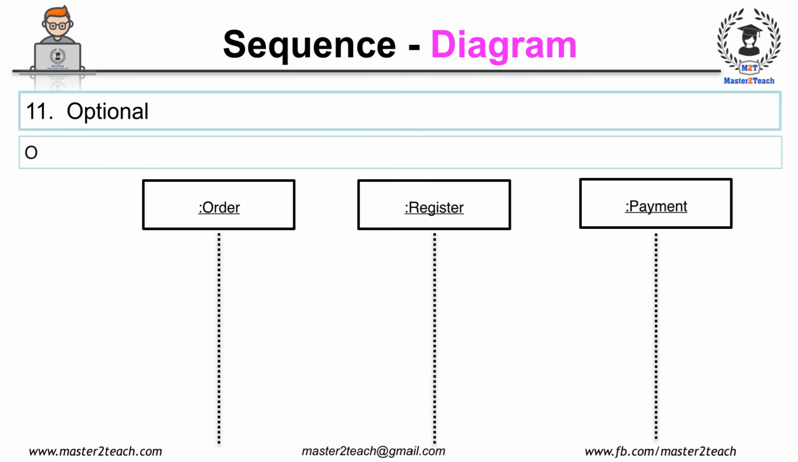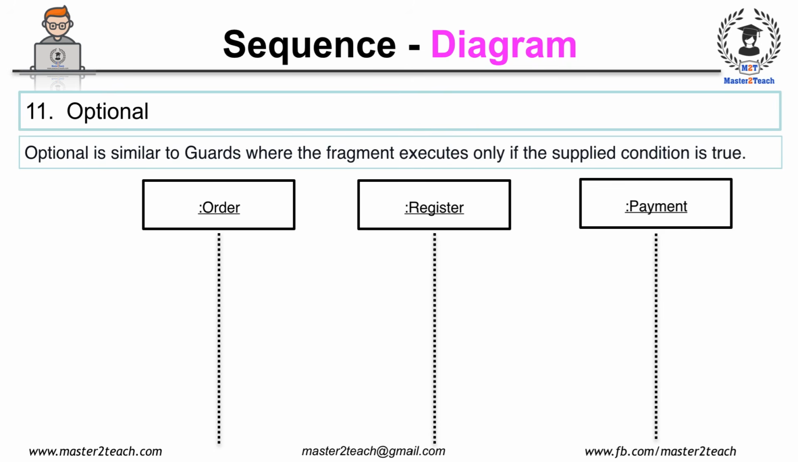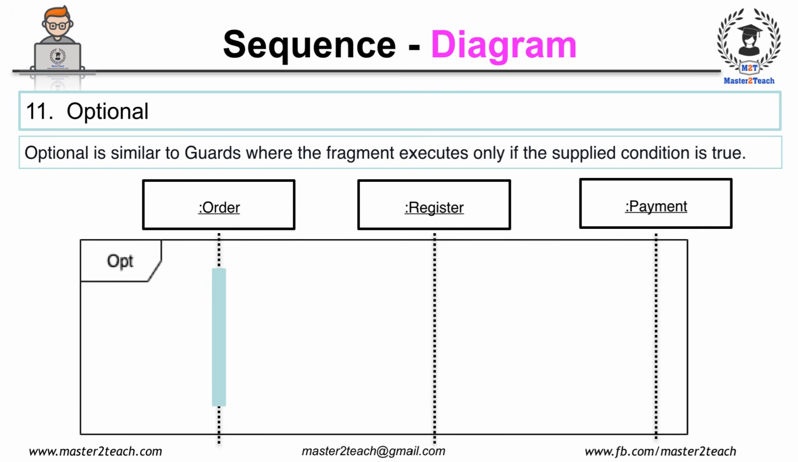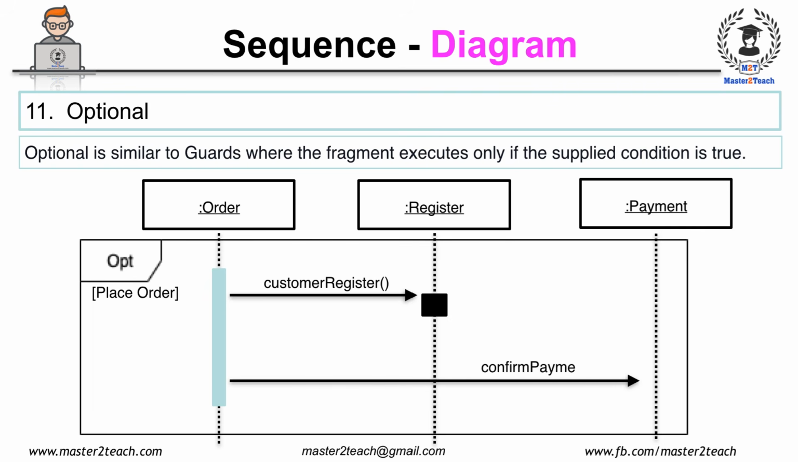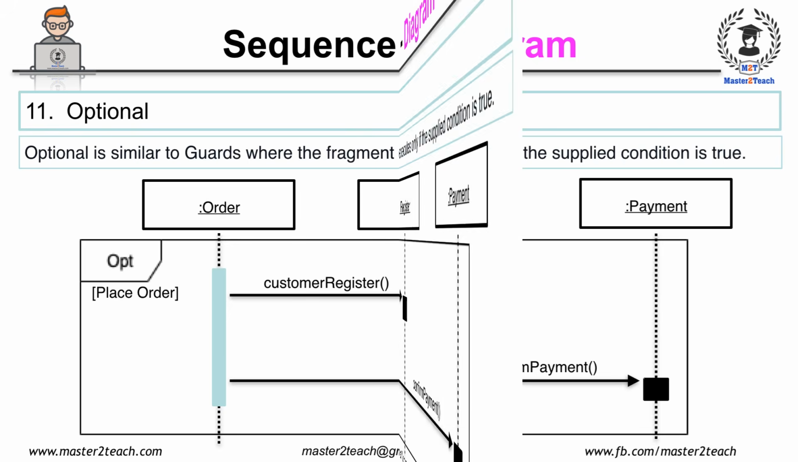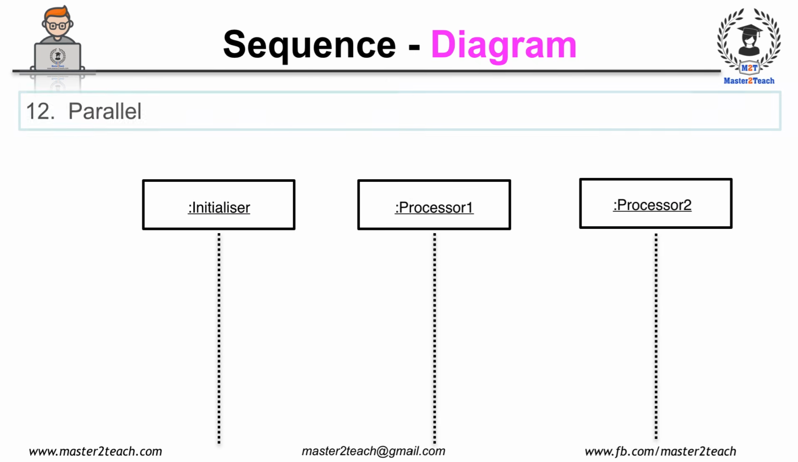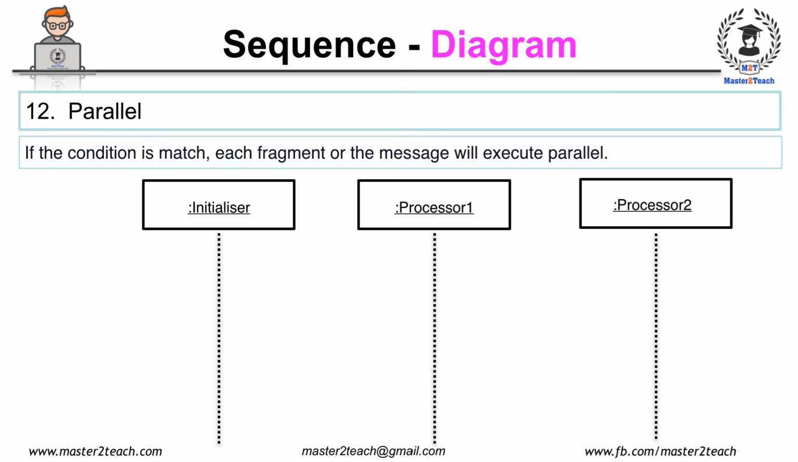Optional. Optional is similar to guards where the fragment executes only if the supplied condition is true. Guards are used only for a single message, whereas optional is used to model fragments of the process as shown in the figure. It is represented by a large rectangle or a frame where OPT is labeled inside the box, similar to the alternative. In the alternative, there are if-else conditions, whereas in optional there is only an if condition, the same as guards.